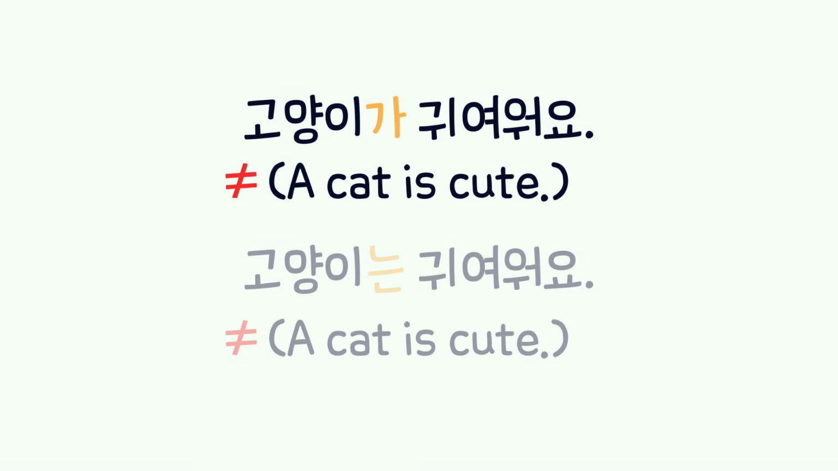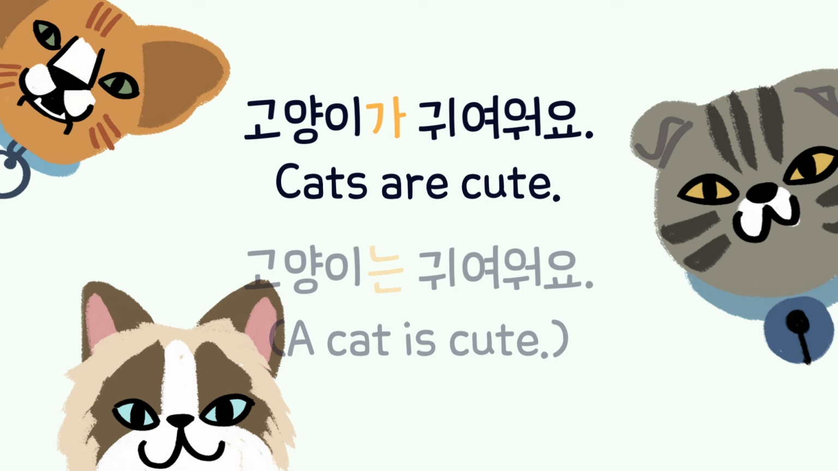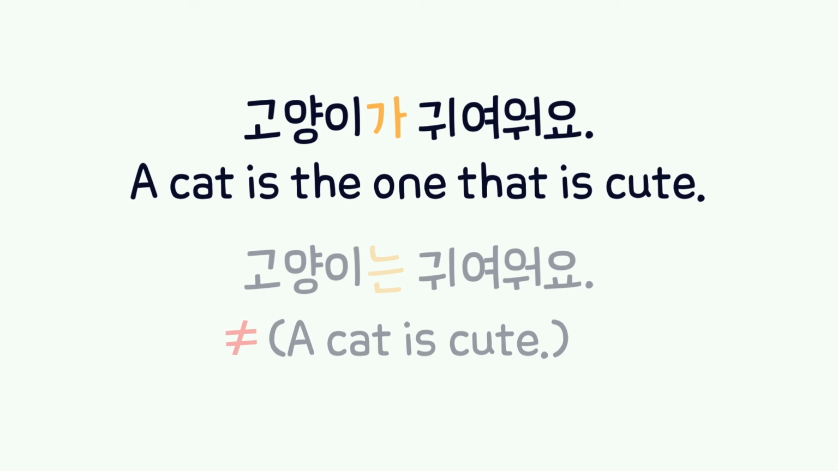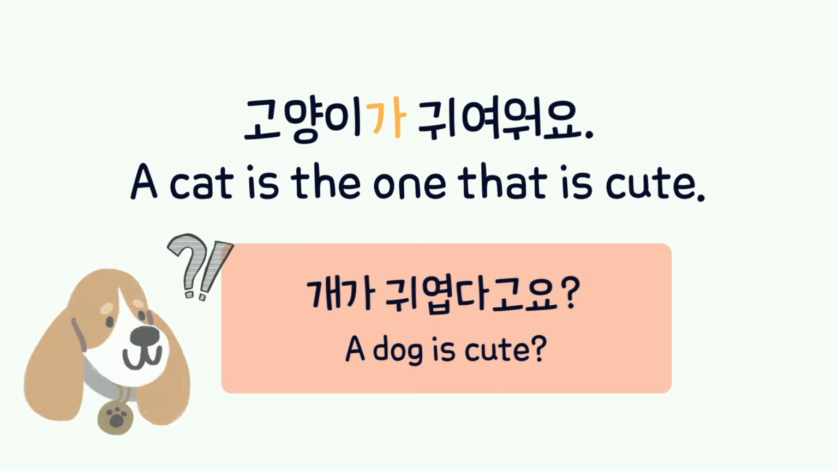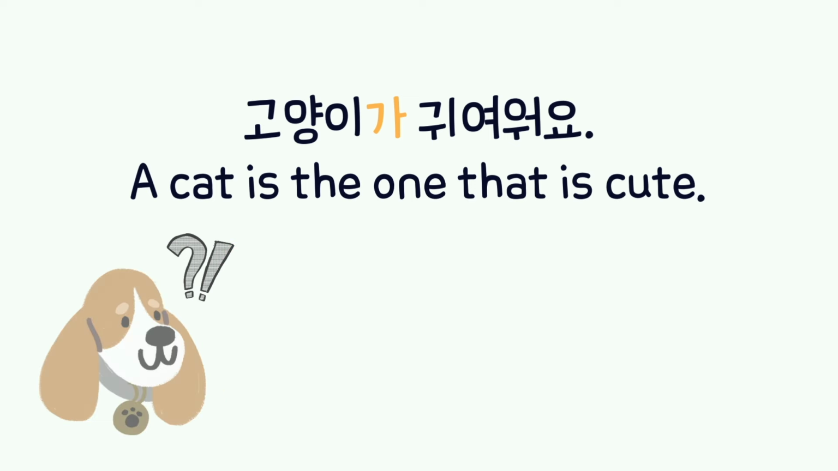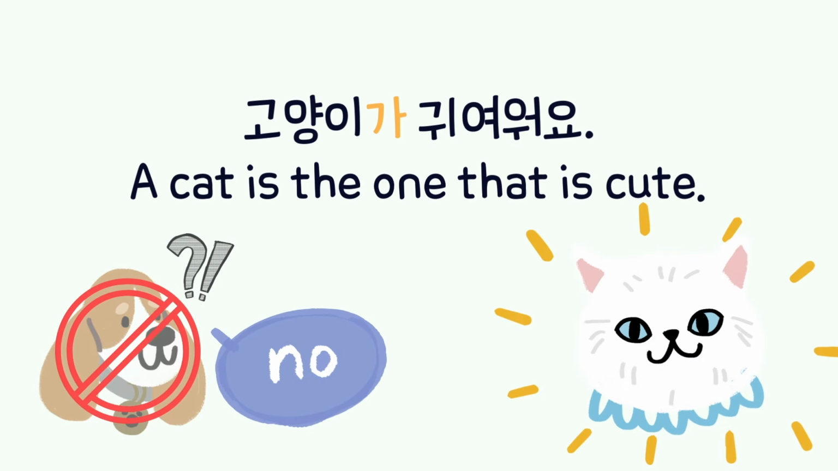Let me show you something. When you say 고양이가 귀여워요, my intonation was very plain. But if I say 고양이가 귀여워요, you can sense that I'm putting a focus on the cat. It is like saying the cat is the one that is cute. When you say it like this, probably the context was someone misunderstood what you said as 개가 귀엽다고요? Then you might answer, 아니요, 고양이가 귀여워요. In English, no, the cat is the one that is cute.